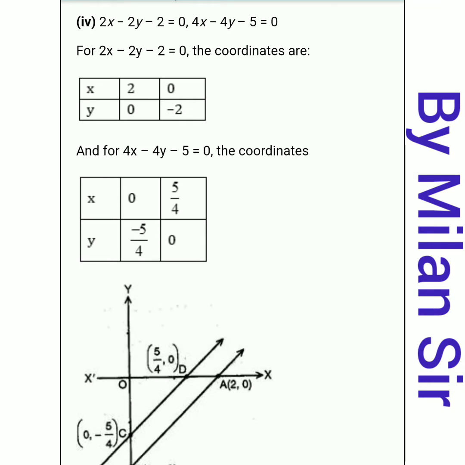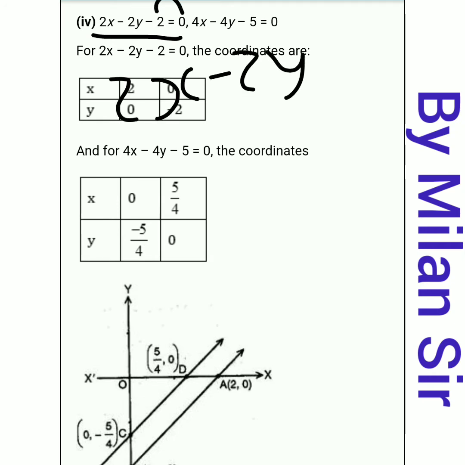Question number 4. First of all, you can try this question yourself, then see the solution here. First equation is 2x minus 2y minus 2 is equal to 0. We need to find the coordinates of 2 points. That's why we can write it like this: 2x minus 2y.